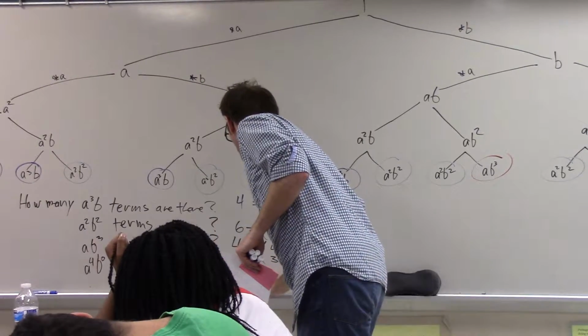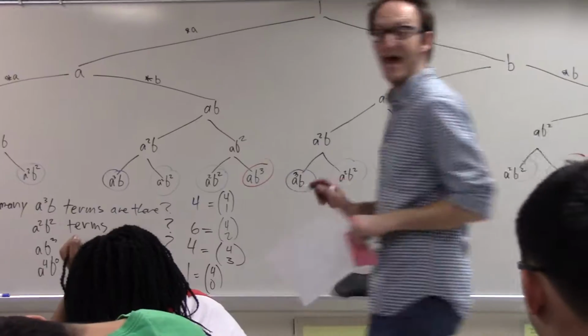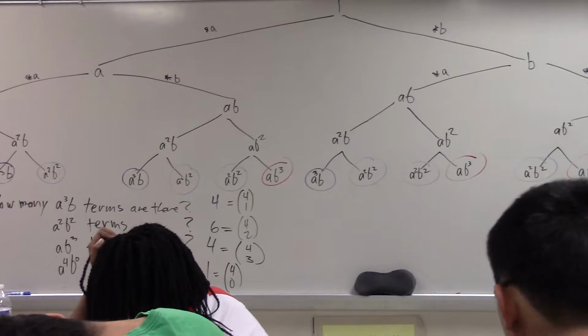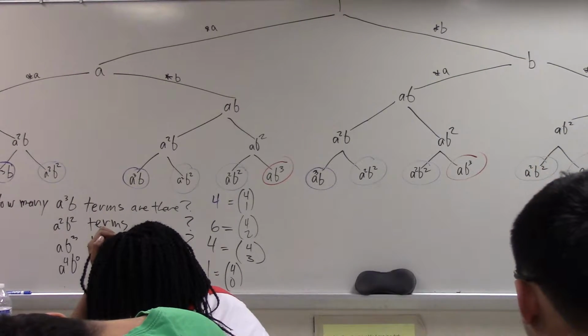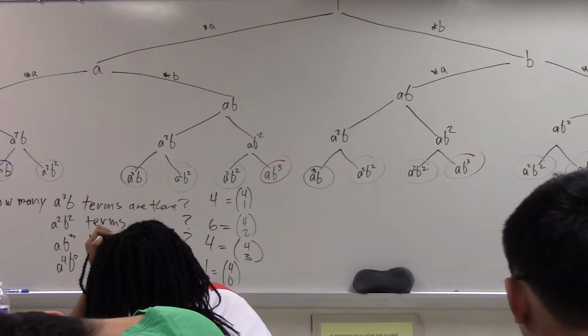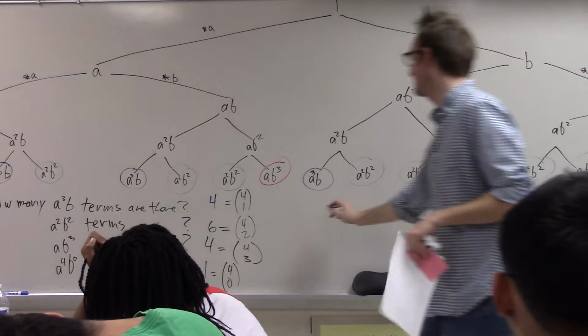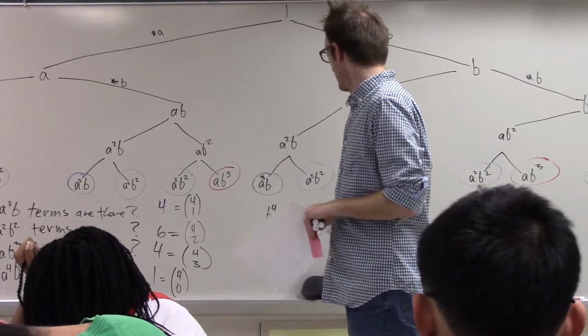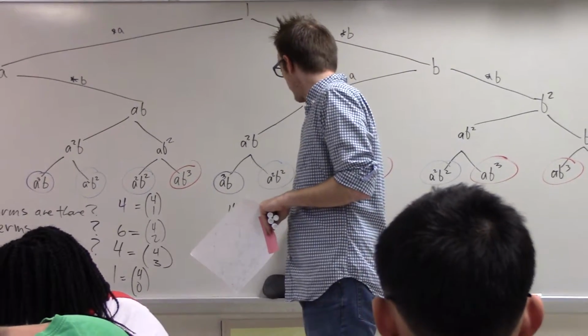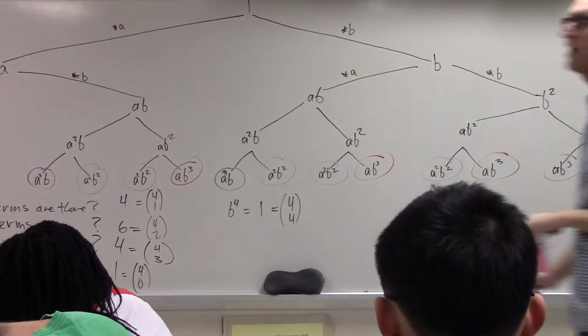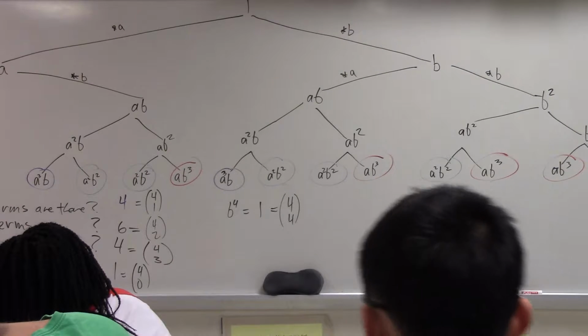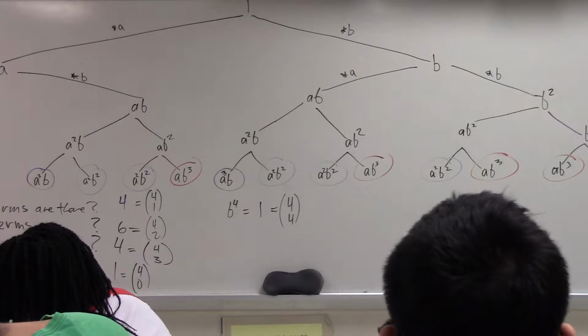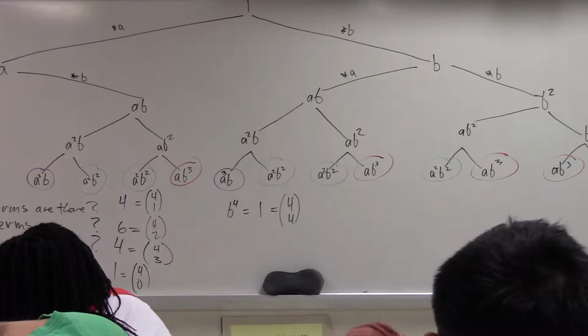4 choose 0. Because now, of the 4 paths through the tree, I want 0 of them to be right paths. And b to the 4th, how many b to the 4th terms? Well, that's going to be 1, otherwise known as 4 choose 4, because now, of my 4 paths through the tree, the question is how many ways are there to do it in which all 4 are right? So it just all makes sense.